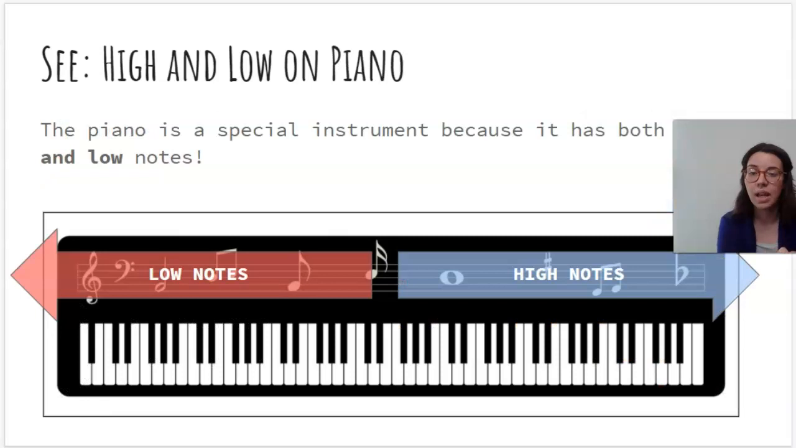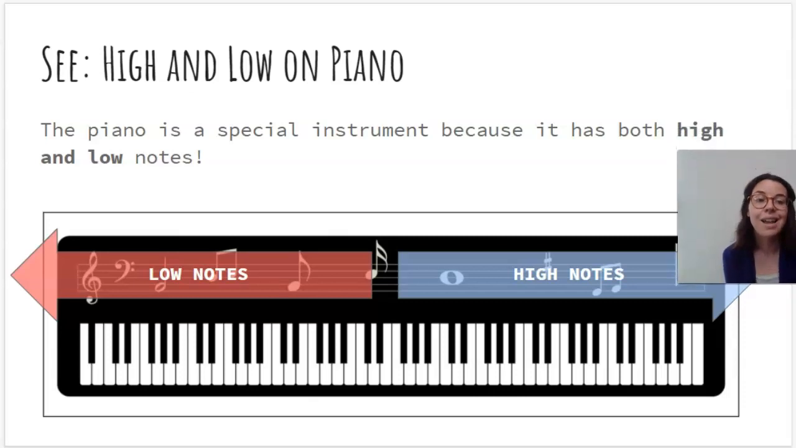Up next, we have a piano. The piano is a really special instrument because it has both high notes and low notes. The low notes on the piano are towards the left, and the high notes on the piano are towards the right. The further to the right you go, the higher the notes will sound. The further to the left you go, the lower pitched the notes will sound.